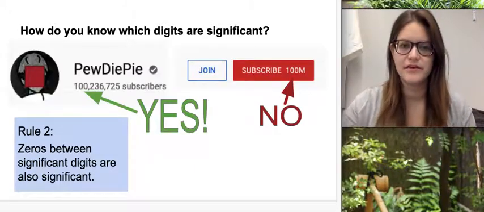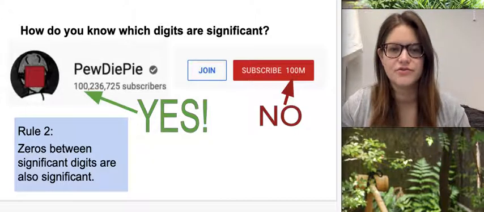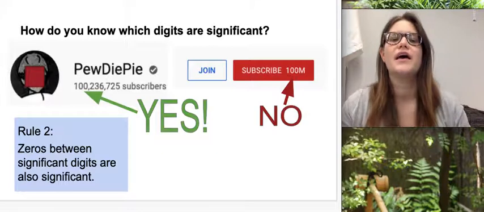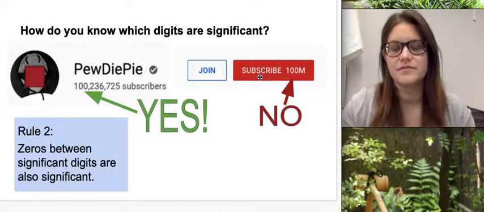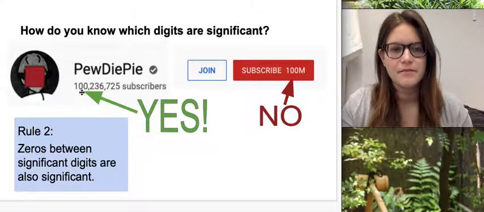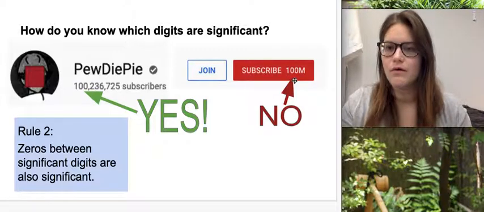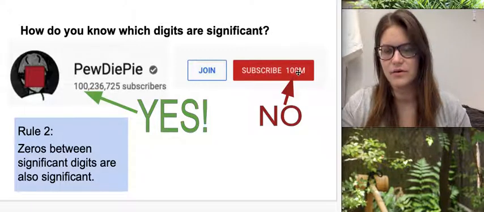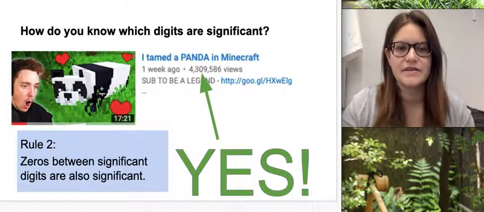Here is another example. PewDiePie has 100,236,725 subscribers. And where you can hit the subscribe button, it rounds the number off to just 100 million. So over here, because we have some non-zero numbers coming after those zeros, we know that these aren't rounded. But over here, we don't know if these are precise or not. We don't know if those zeros have been rounded off or not, so that's why they don't count. They're not between anything.